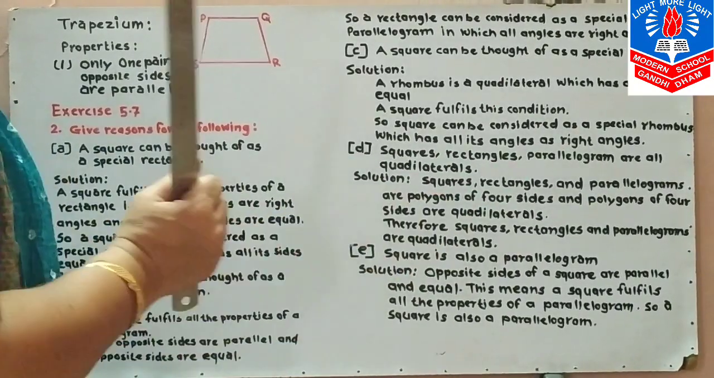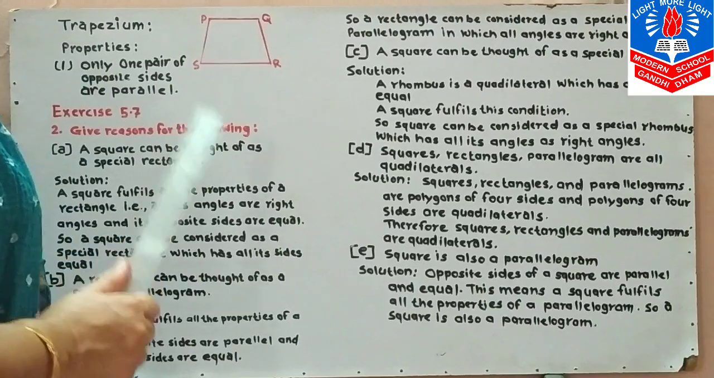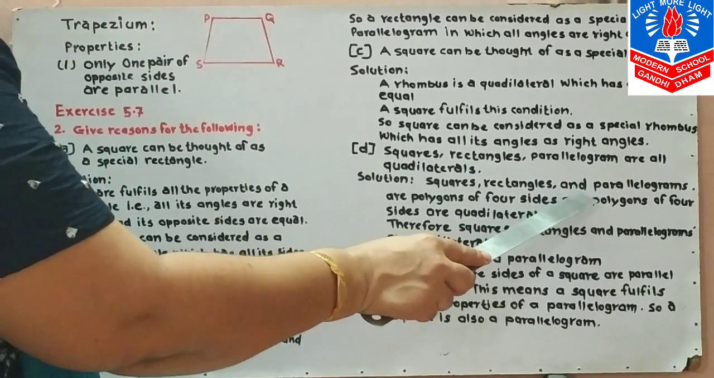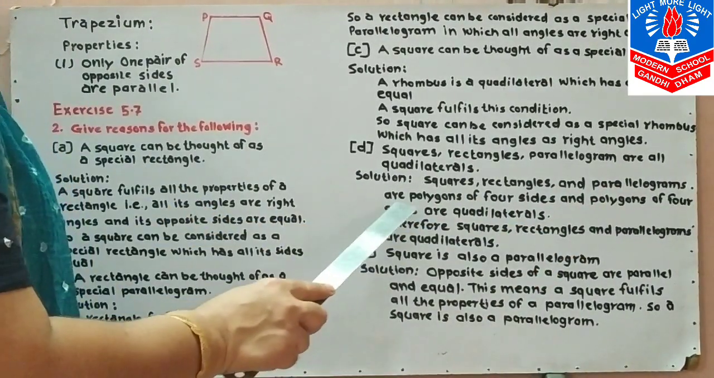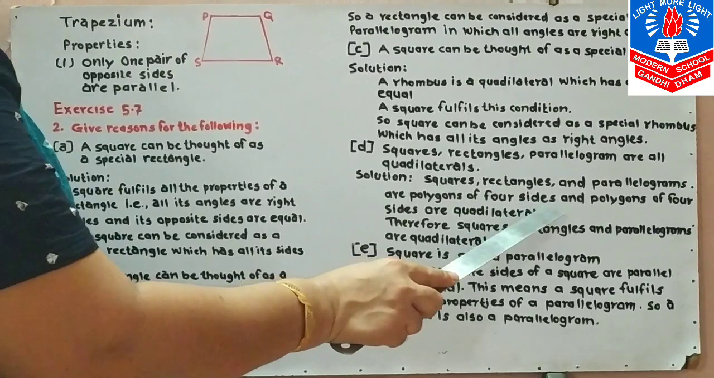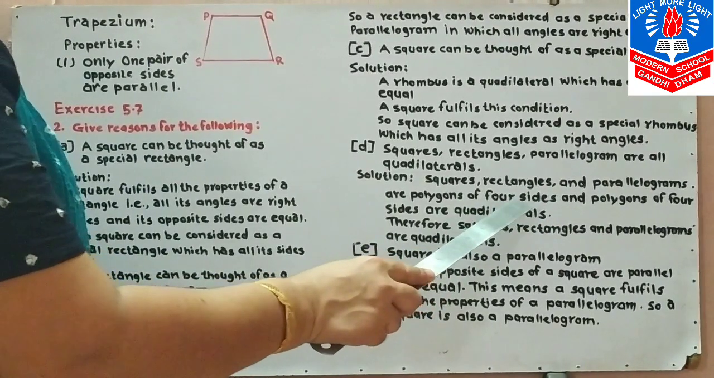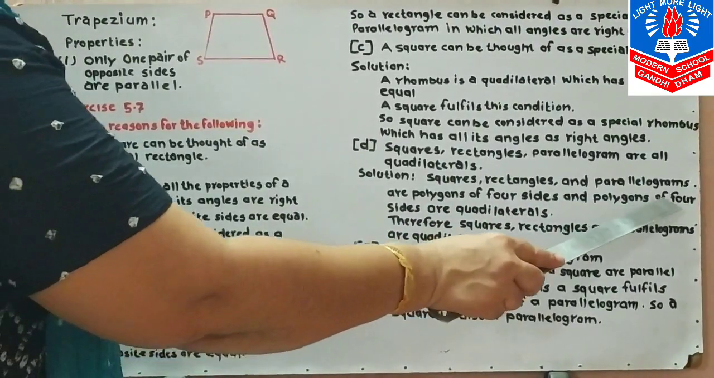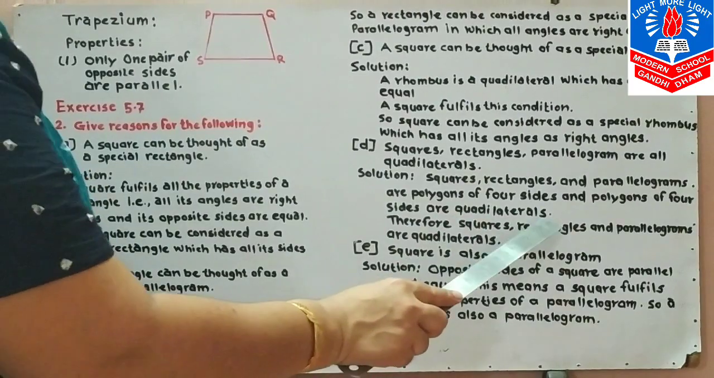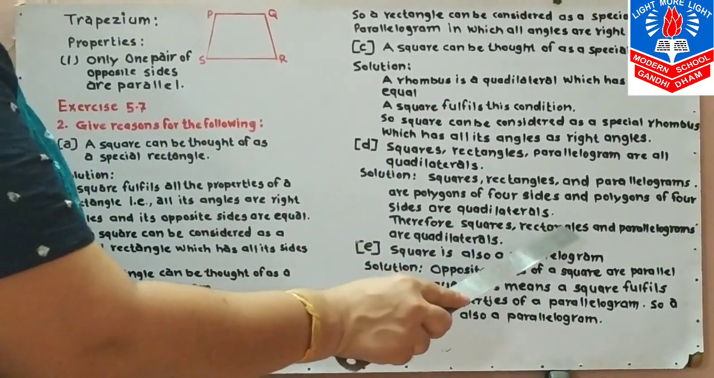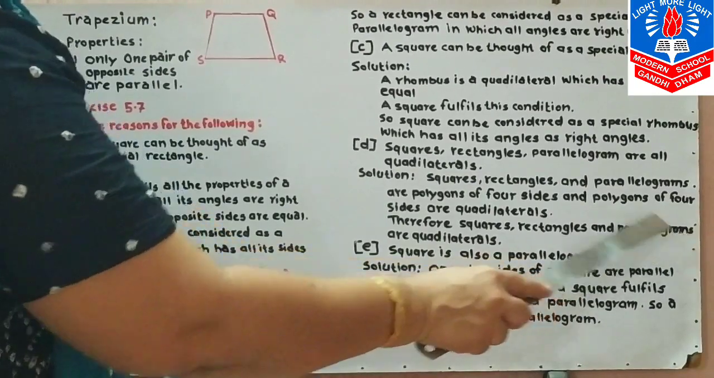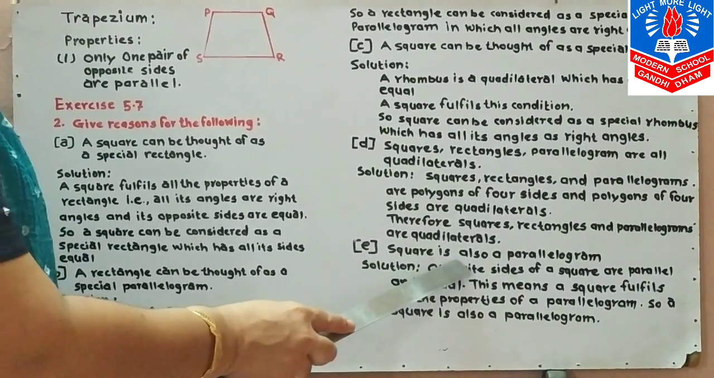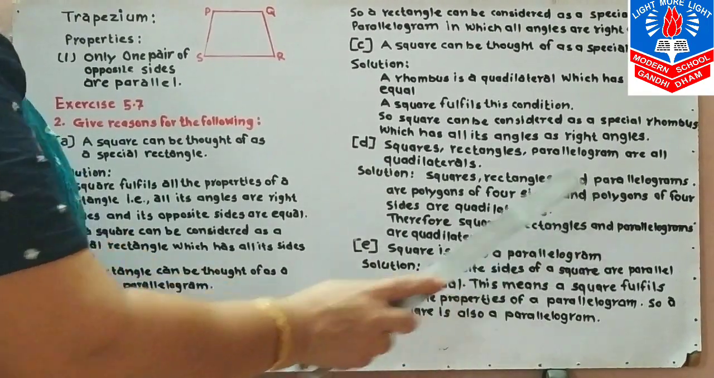Square, rectangle, parallelogram are quadrilaterals, so we have to give the reason why. The reason is, squares, rectangles and parallelograms are polygons of four sides. I explained polygons to you in chapter number 4. So polygons of four sides are quadrilaterals. Therefore, squares, rectangles and parallelograms are quadrilaterals. E. A square is also a parallelogram.